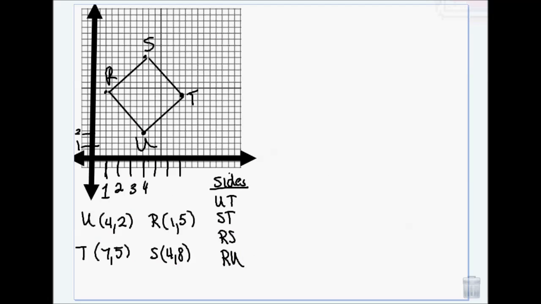All right, so I've got the vertices are these points, and I've got the sides. So I have the side UT, I have the side ST, the side RS, and the side RU. We're going to write the equations in point slope form. So I need the slopes.